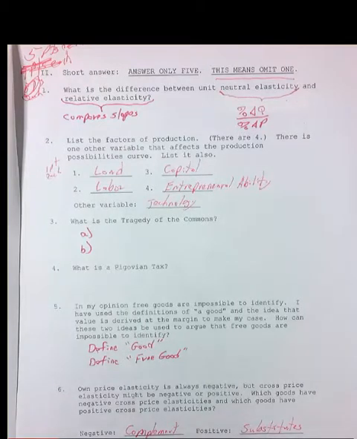So complements would have negative cross price elasticities because when the price of a complement goes up, say like hot dogs and hot dog buns, they're complementary. When the price of hot dogs goes up, the sales of hot dog buns would go down, so it would be negative. Then substitutes have a positive cross price elasticity because hot dogs and hamburgers would be substitutes. So if the price of hot dogs went up, the sales of hamburgers would rise.